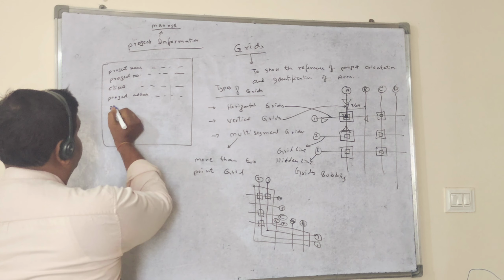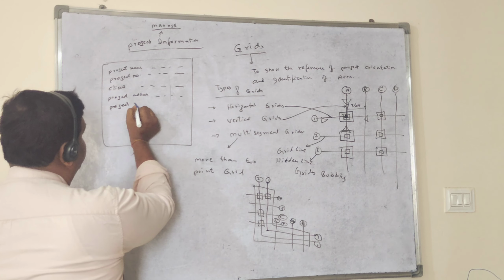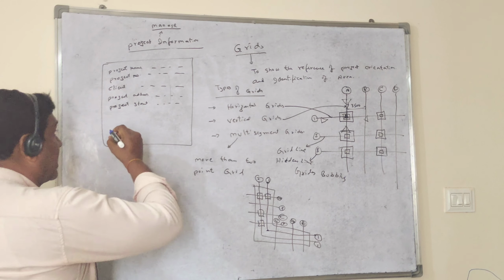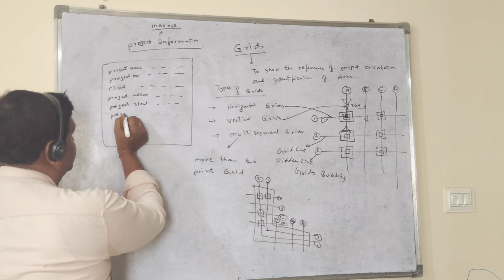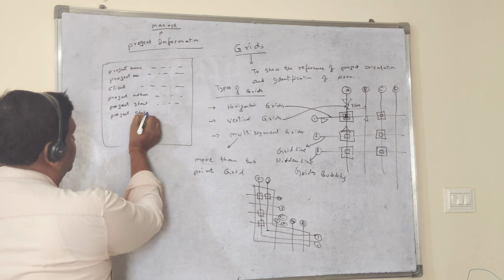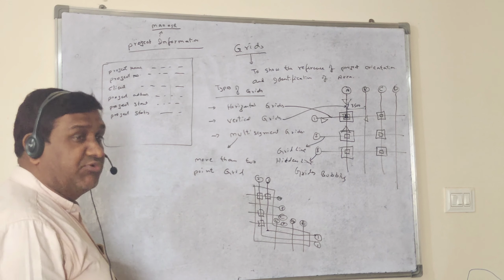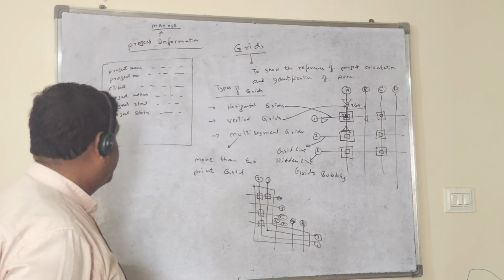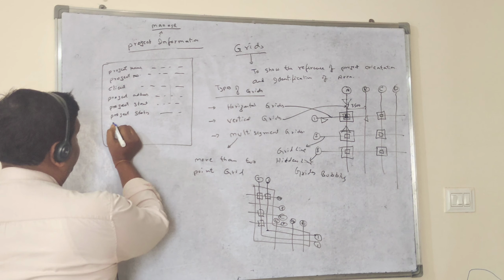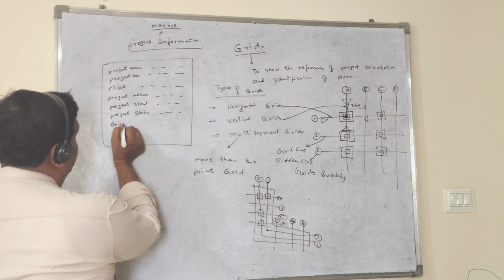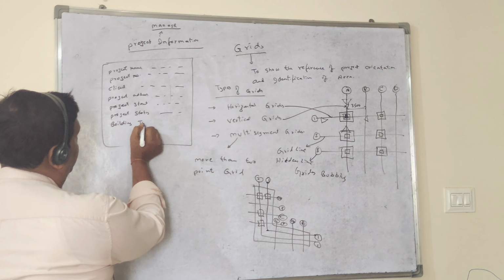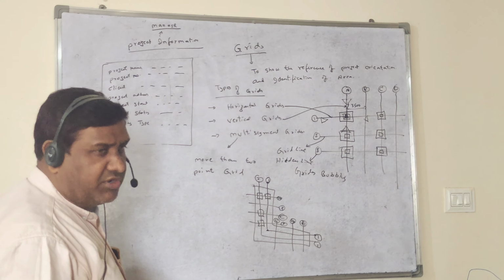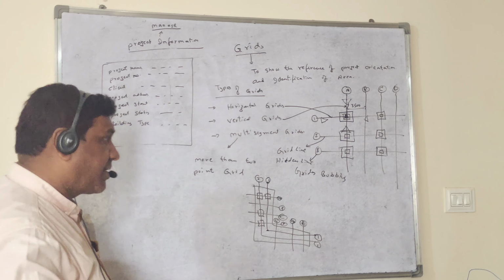Then project date, the start date, meaning which date you are going to start the project. Project status: what is the status of the project? It is in progress, or in completion, it is in renovation, or it is a new construction. You have to write the project status also. Then building type: which type of building are you working on? It's a commercial building, a residential building, a restaurant, or a hotel. You have to write it.